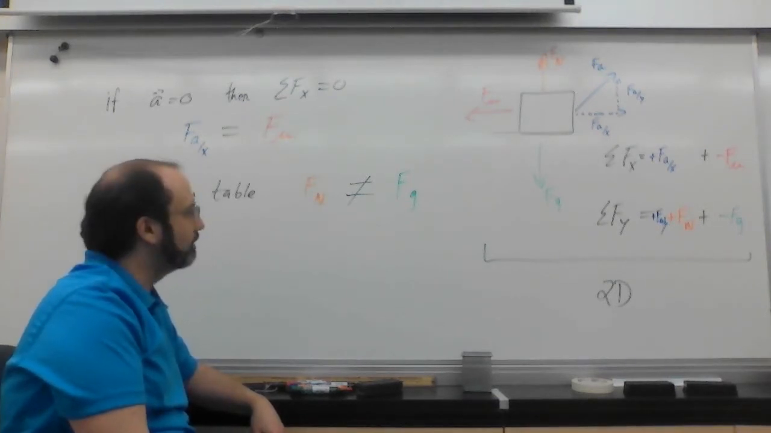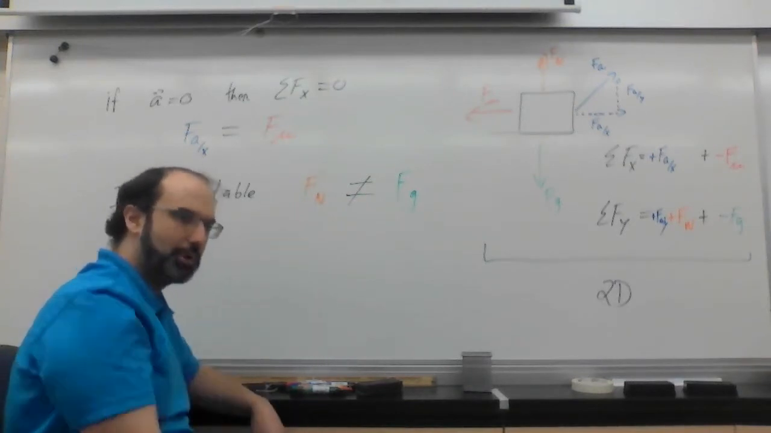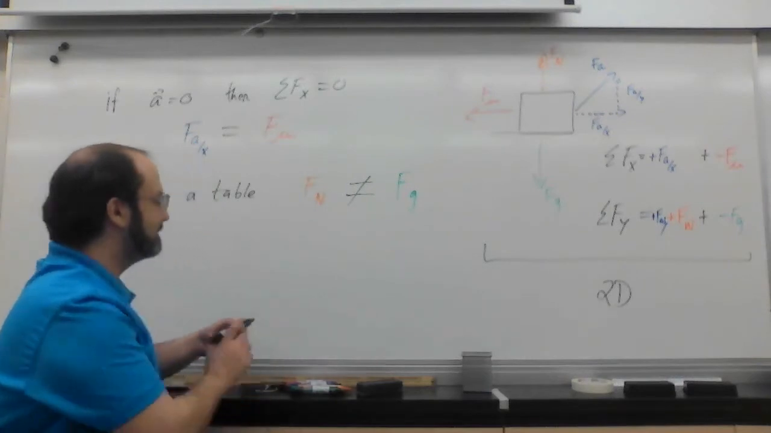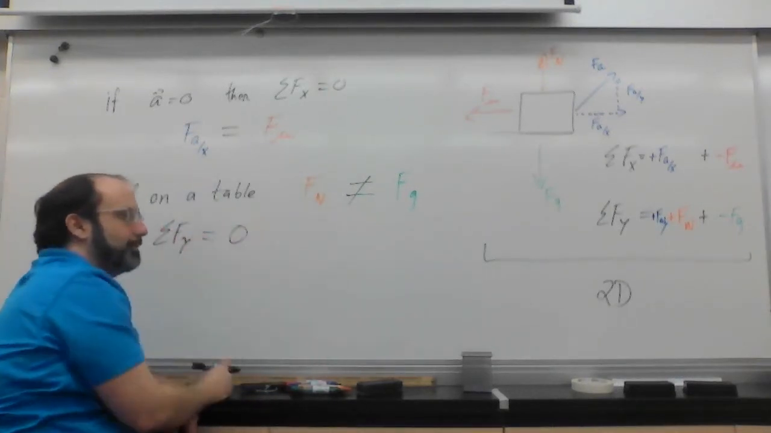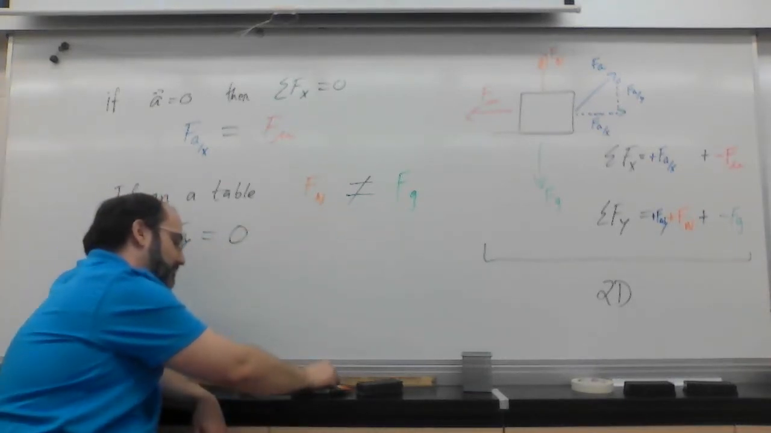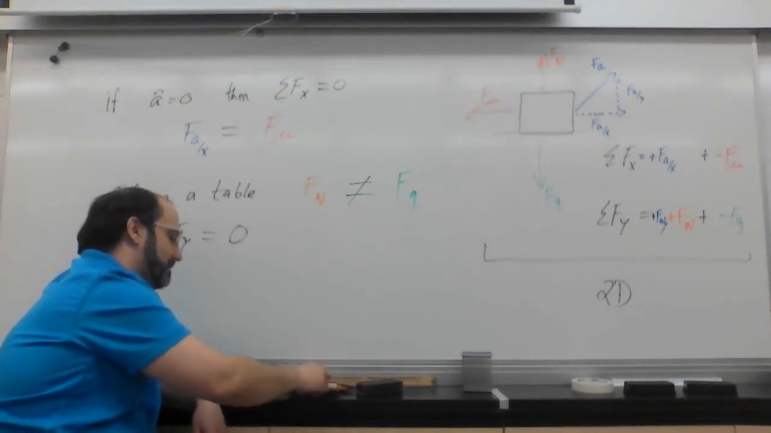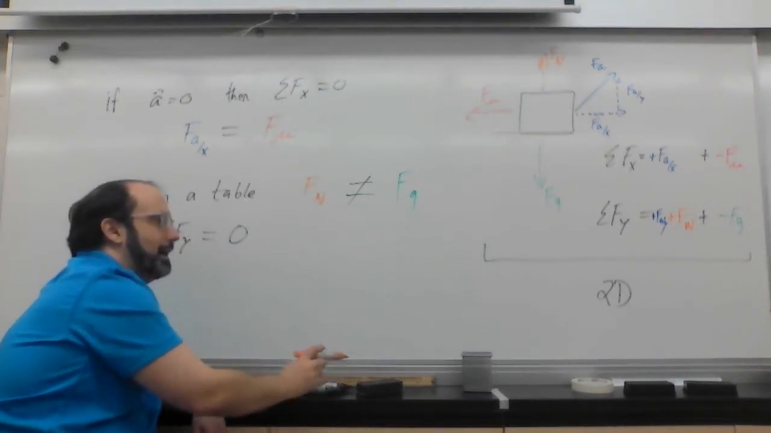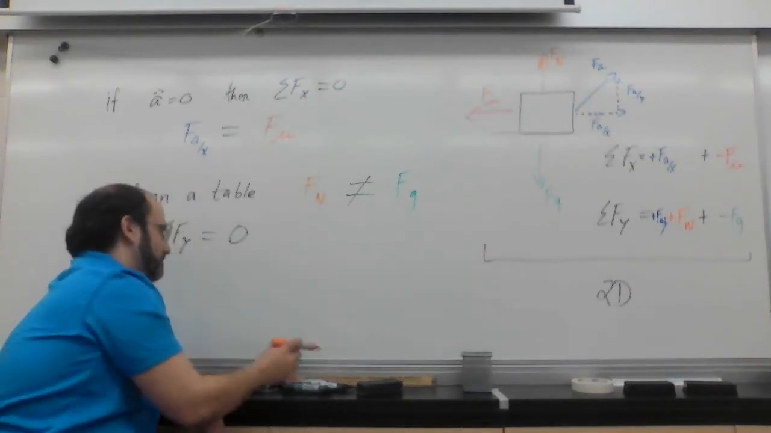Why? Well, if I'm on a table and I'm not going up or down, right, the table's supporting the weight of the object, that means that the sum of forces in the y equals 0. Well, look at our equation. The sum of forces in the y equals 0 is going to mean that Fn, Fay, and Fg are all involved.